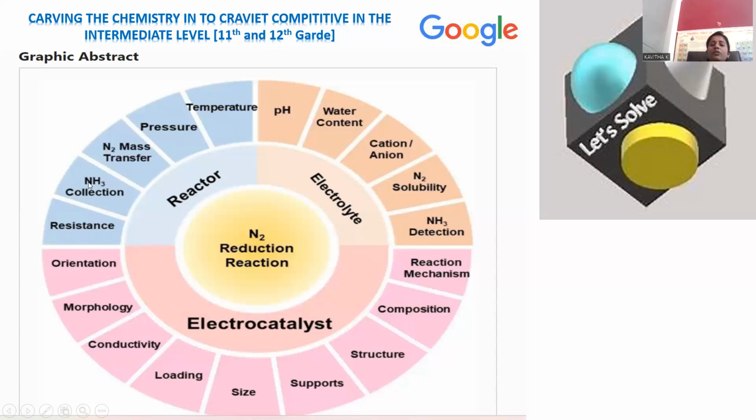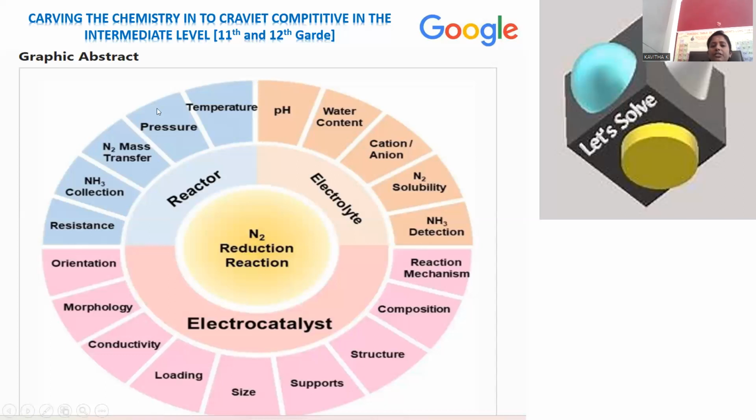And next is about ammonia collection. Ammonia being the output of the entire reaction, in what way we are collecting it and to what extent it will be generated is also analyzed. Nitrogen mass transfer: in what way nitrogen got converted into the product. So mass transfer we also need to analyze and understand.